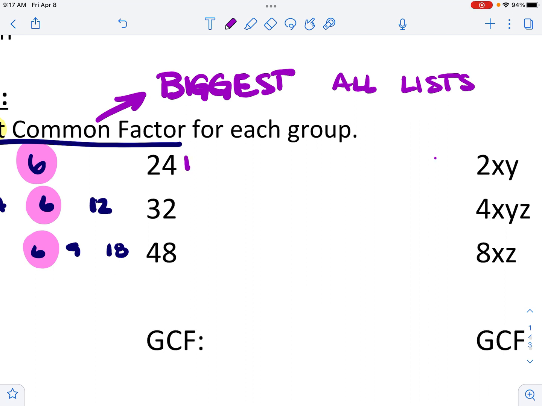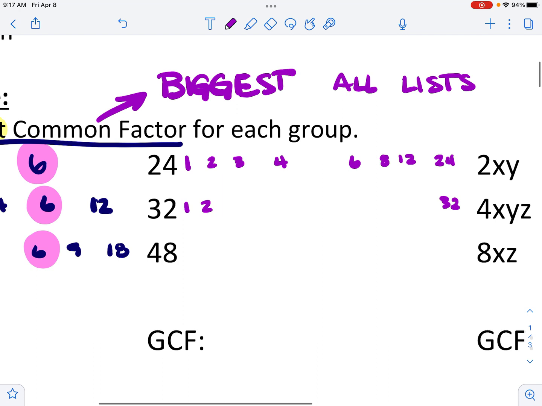So we have 1 and 24, 2 and 12, 3 and 8, 4 and 6. We have 1 and 32. If you need to use a multiplication chart, you can do that. If you just want to divide by each of the factors, which is the strategy we've been using for finding our factors, that works great. So 2 goes in, 3 does not, 4 goes in, 5 does not, 6 does not, 7 does not, but we have reached 8.